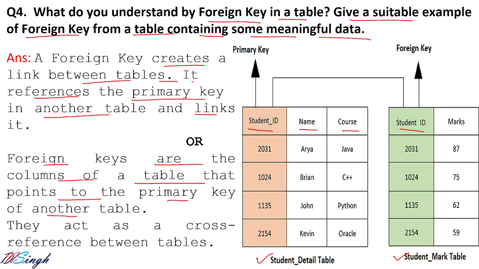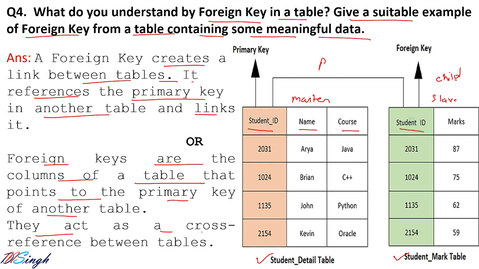As you see in the marks table, student ID is pointing to the student ID of the student detail table. Why do we say it is pointing to the student table? Because it is a primary key in the student table. That's why this is a master table and it is a slave table. Or you can say it is a child table, and here you have what? Parent table. This is the parent table.